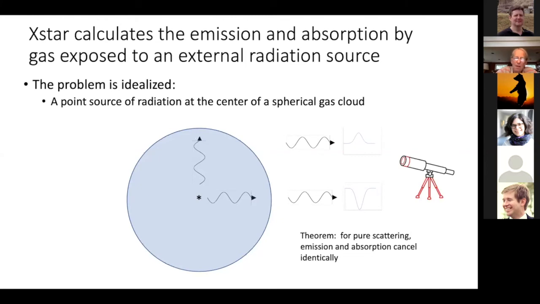And if you think about it, for pure scattering and a stationary cloud of gas, these things should cancel each other identically, and you should see nothing. There should be an identical cancellation of the emission and the absorption. And this is the classical treatment of the way these models were made back in the 1970s and 80s, so that pure scattering could be ignored when calculating this stuff.